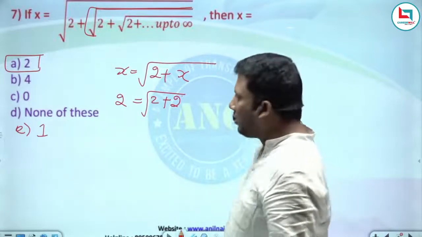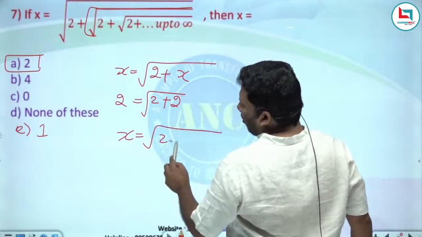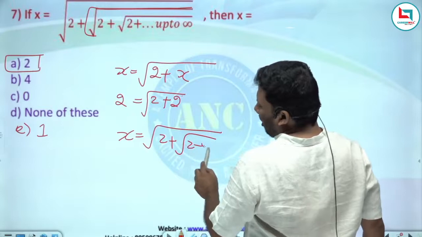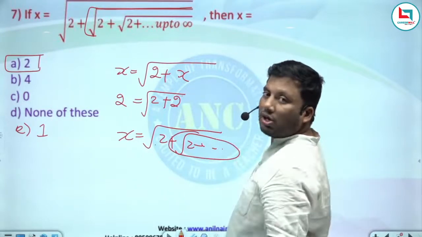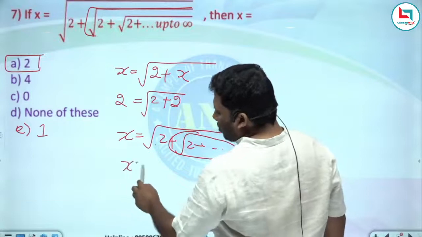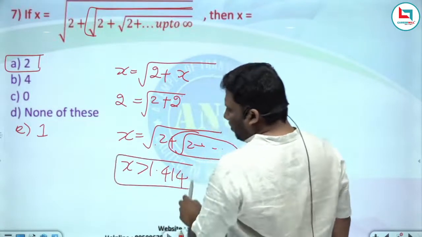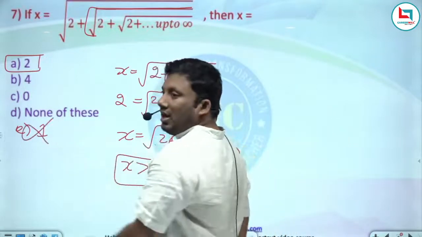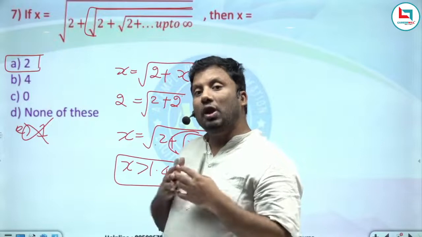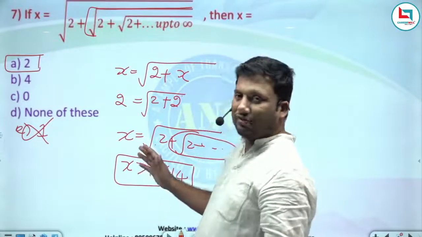How to eliminate option 1? If you see here, x equivalent to root of 2 plus root of 2 plus 2, it is a positive value. Root of 2 plus something, that means the answer should be greater than 1.414. Therefore, option number E can be eliminated. How to do an approximation, that also we will discuss in the next few classes.